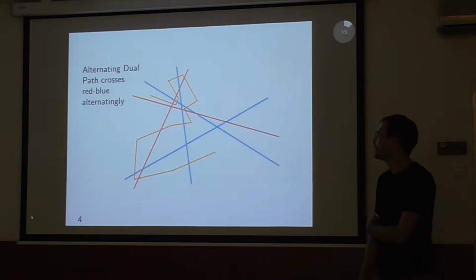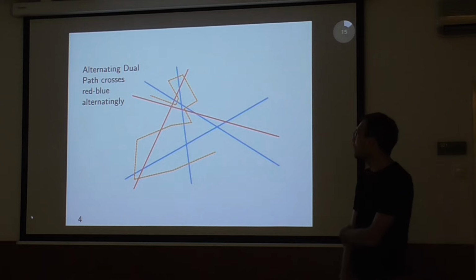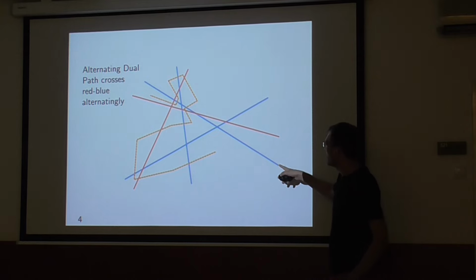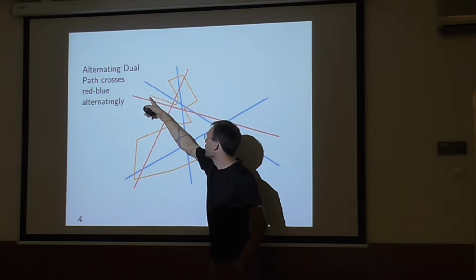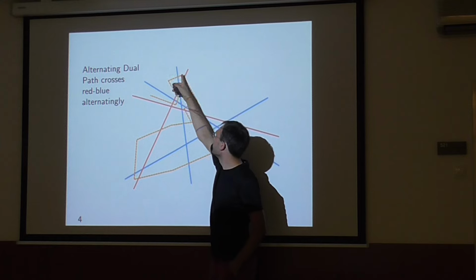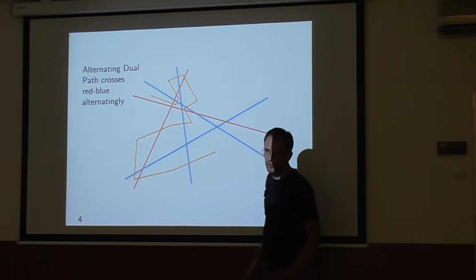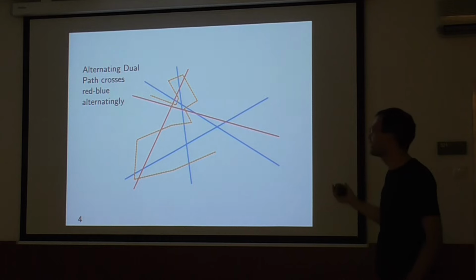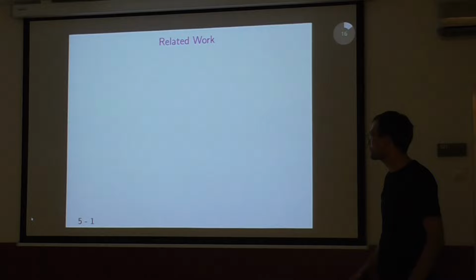As a rough estimate. We will also talk about alternating dual paths. In an alternating dual path, the underlying idea is that some of the lines are blue, some of the lines are red, and then this path alternatingly crosses red, blue, red, blue, red, blue. You want to study how long these alternating paths can be. Obviously, there is an additional restriction, so we expect this path to be short.